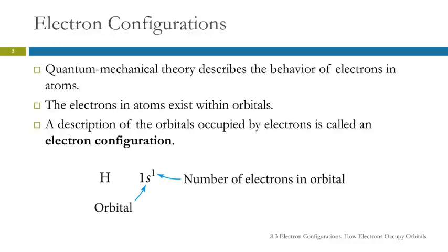Quantum mechanics describes what the electrons are doing. Electrons exist within orbitals. We just spent a lot of time talking about what those orbitals look like. Most elements have multiple electrons. Hydrogen has one. So we like to specify where the electrons are in these orbitals. We do that using an electron configuration.